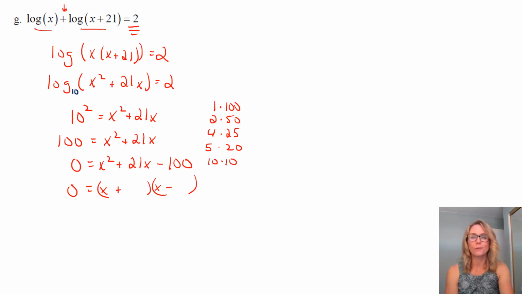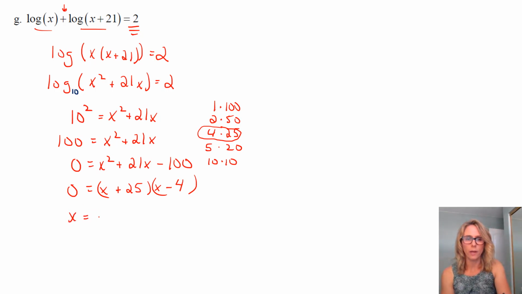Okay, and then of course we want either the addition or subtraction of those numbers to give us the 21. So we're going to be dealing with 4 and 25. Because the bigger one is positive, the 21, we want to use 25 and we want to use 4. So there you go. If you got that already, good job to you. And that's going to tell us that either x is negative 25 or x is positive 4.